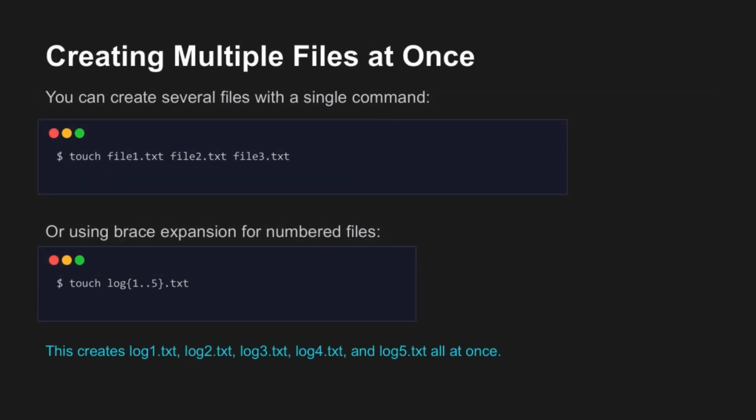Now you can create several files with a single command. You can type touch file1.txt file2.txt file3.txt, and you will have created 3 text files. Or you can do it using brace expansion for numbered files. If you just type touch log{1..5}.txt, that will actually create 5 files that start with log and then the number .txt. So it creates log1, 2, 3, 4, and 5 all at once. That's a nifty shortcut to use.